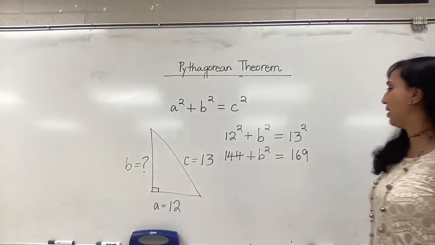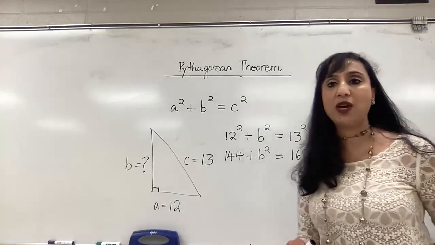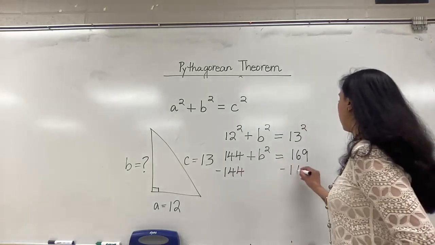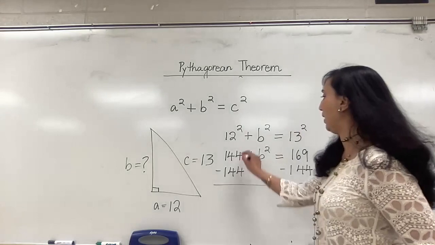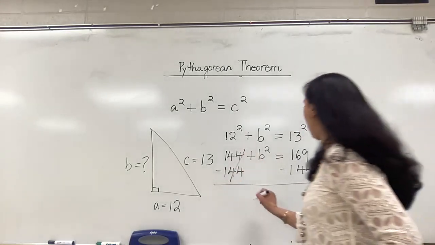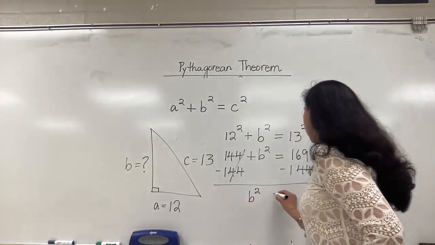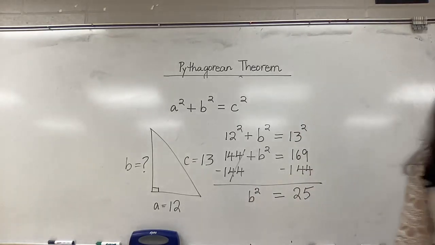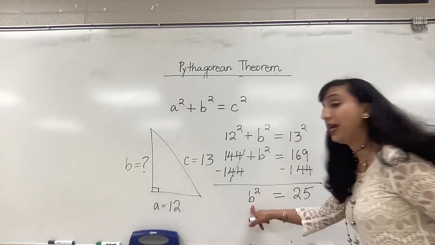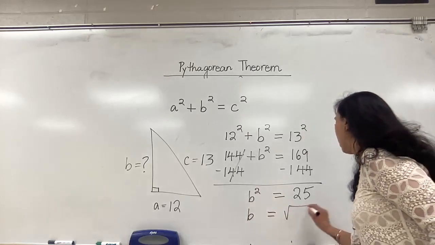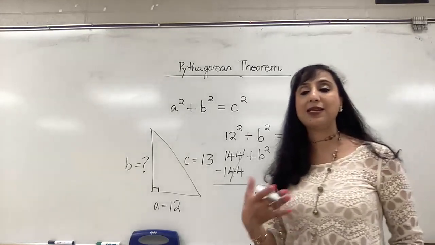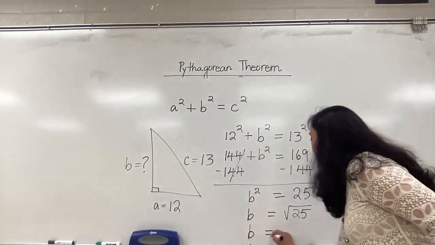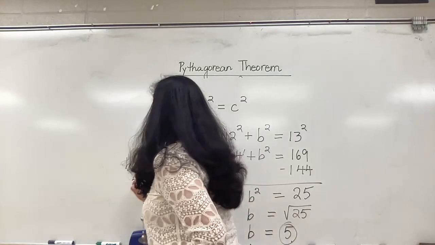Now we are going to look at this equation, and we are going to use the subtraction property of equality. So I'm going to subtract 144 from both sides of the equation, and this cancels each other out. I'm left with b squared is equal to 9 minus 4 is 5, 6 minus 4 is 2. So b squared is 25. In order to find what b is, I have to do the square root of 25, because I need to know what times itself is going to give me b squared, and the square root of 25 is going to be 5. So b is equal to 5.